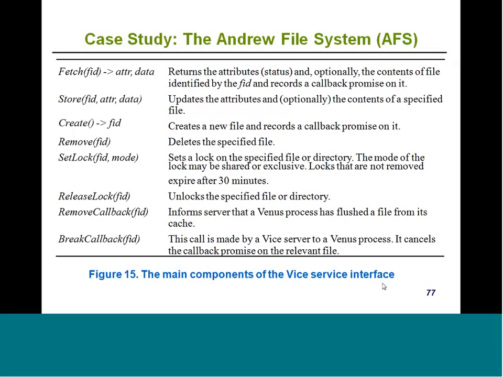And remove callback for a file ID informs the server that the Venus process has flushed a file from the cache. And break callback with a file ID is made by the Vice server to the Venus process. It cancels a callback promise on a relevant file.